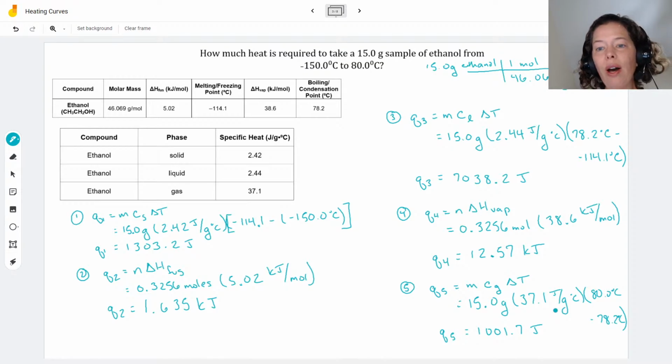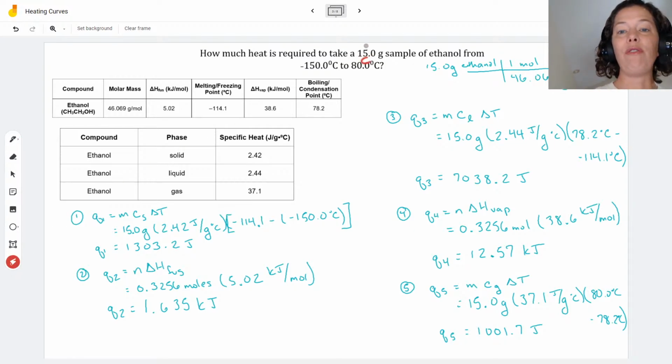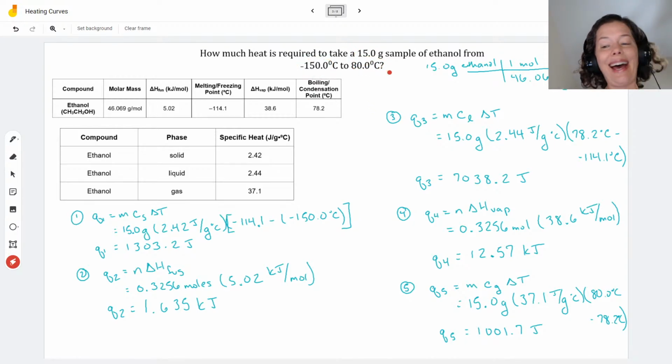Okay, so we're almost there. We have calculated the Q for each of our individual steps. Now we need to add it all together, and that will tell us how much heat is required to take this 15 gram sample from a very cold solid all the way to a hot gas. Now there's a little bit of a problem that we're going to have to deal with.